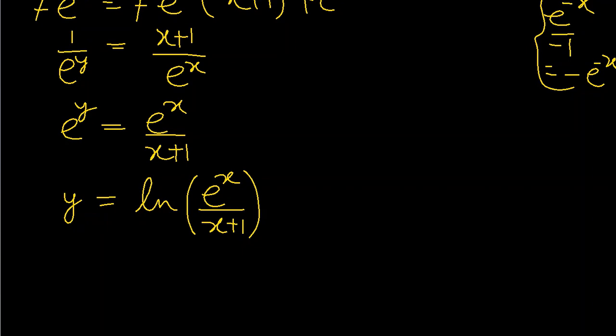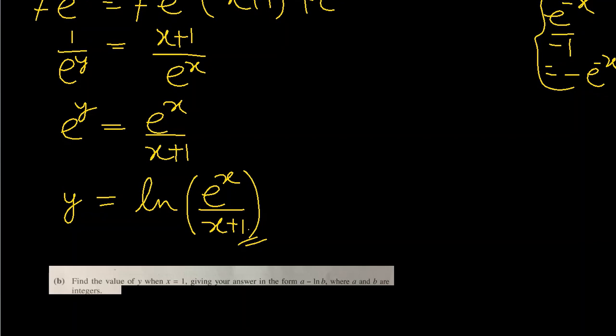Now we can separate the numerator and denominator in natural log, or we can leave our answer like this. So what do they want? They're saying expression in terms of x. Okay, done. You can leave your answer like this. We have B part also. Find the value of y when x is equal to 1, and this is the format they want us to express it.